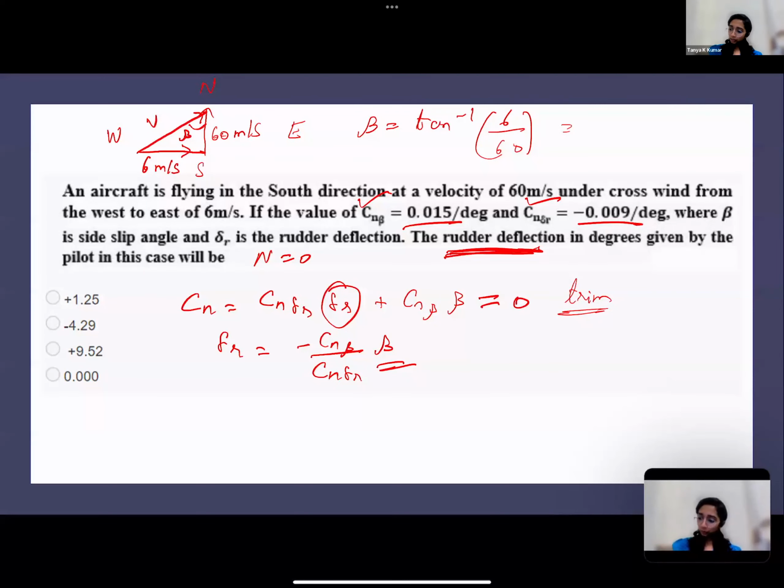Thank you. So it's 5.71 degrees. So I substituted here. And since both Cn beta and Cn delta R are per degrees, it'll just cancel out. So just substitute here. Cn beta is 0.015 and Cn delta R is minus 0.009. Beta, you've just told me, is 5.71. If you do this substitution, just put in the values.